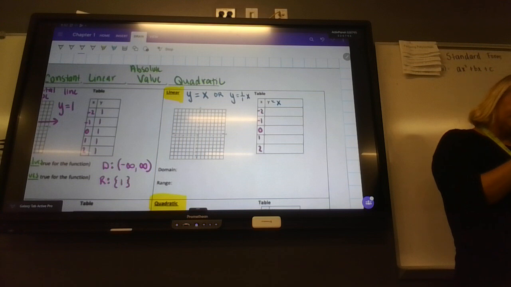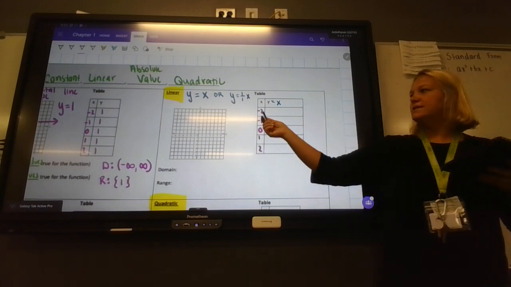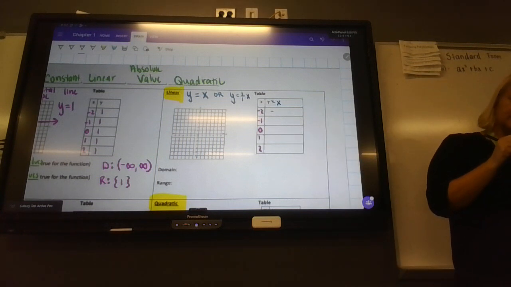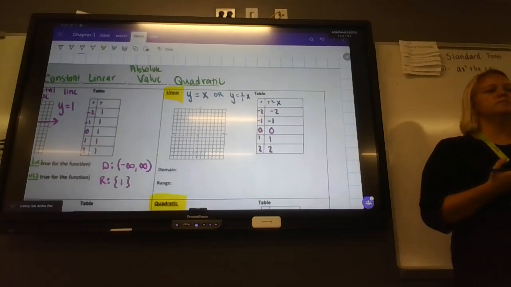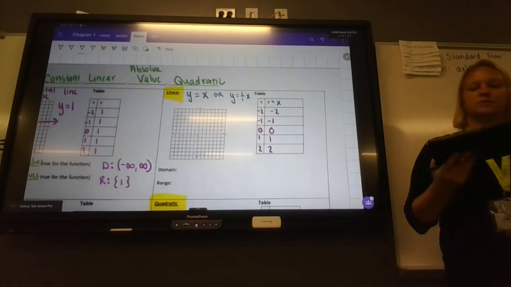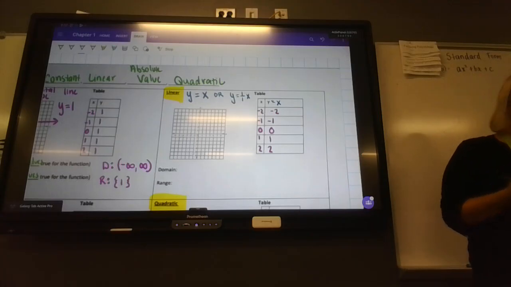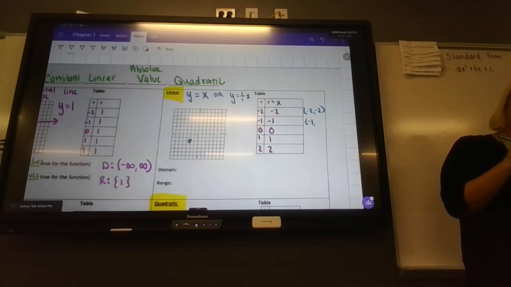Alright, so if y equals x, if x is negative 2, y is negative 2. If x is negative 1, y is negative 1. They're the same. Y equals x. So now we're going to plot these points. These are coordinates. Negative 2, negative 2. Right down there. Negative 1, negative 1. Right down there. 0, 0. Right at the origin. Right there. 1, 1. 2, 2.